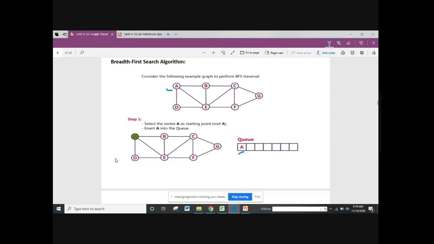Please tell me what are the vertices I have to push inside. Do I need to call by name? Ma'am, B, D, and E. B, D, and E. Yeah, D, E, B. You can push it in any order. You can push either B, E, D or D, E, B or E, B, D. Whatever order you can push. The order can be anything.